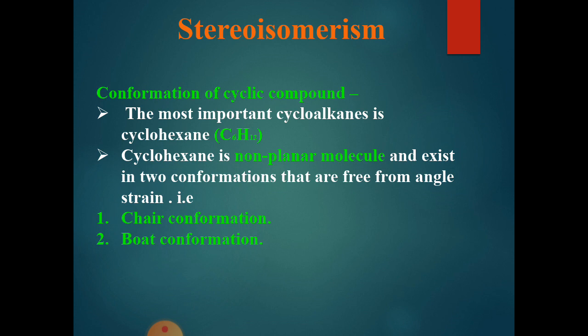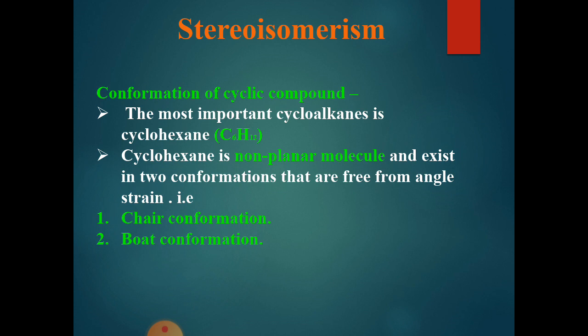they have the same chemical formula but different structural formula, and stereoisomerism is the spatial arrangement of atoms in which molecules have the same molecular formula and sequence of bonded atoms but differ in the three-dimensional orientation of their atoms in space. Then next we see the conformation of cyclic compounds. The most important cycloalkane is cyclohexane, having molecular formula C6H12.